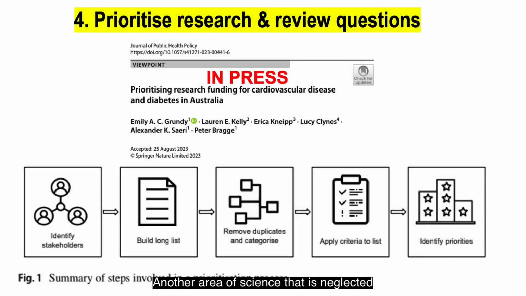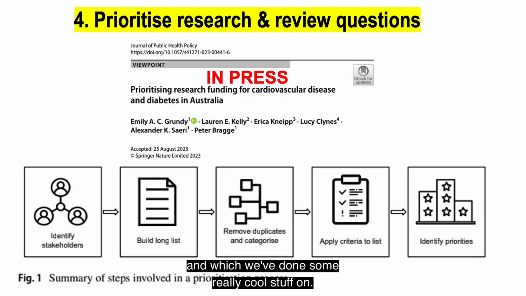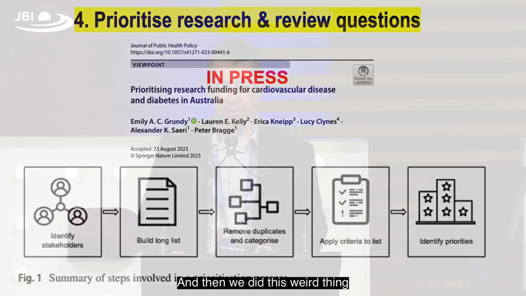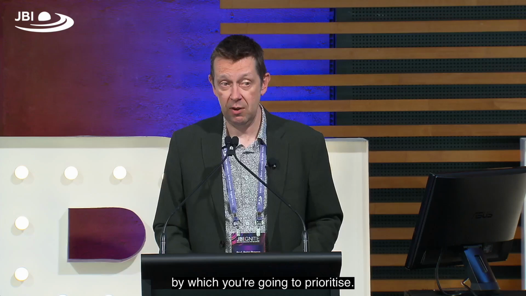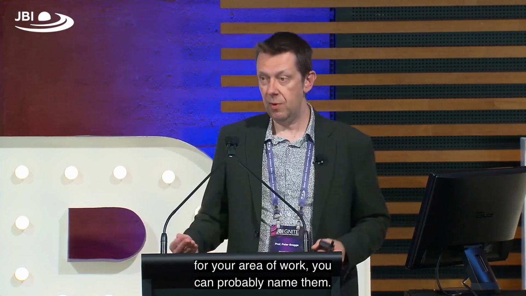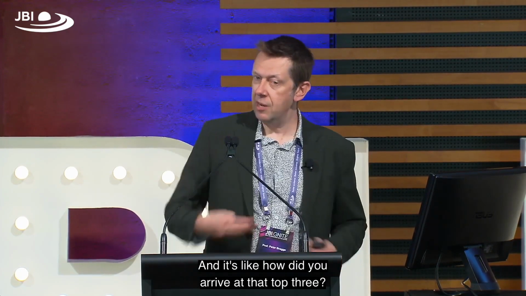Another area of science that is neglected and which we've done some really cool stuff on. This is a paper that's in press where we prioritised $34 million of funding through the MRFF for cardiovascular and diabetes research in Australia. We did a national survey, we generated hundreds of ideas, we deduplicated them into a long list, and then we did this weird thing where you think about the criteria by which you're going to prioritise. So if I ask you what your top 3 priorities are for your area of work, you can probably name them, and it's like, how did you arrive at that top 3?